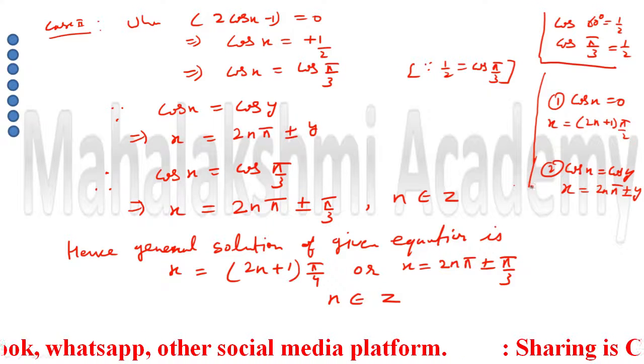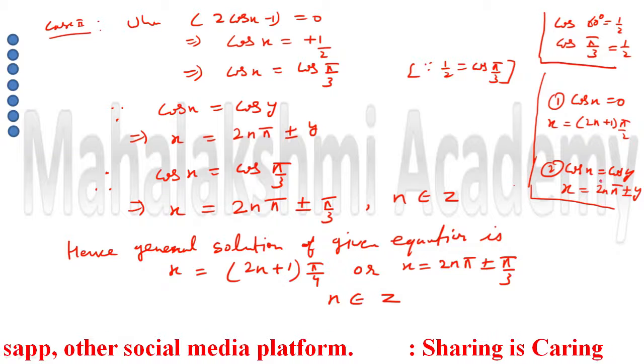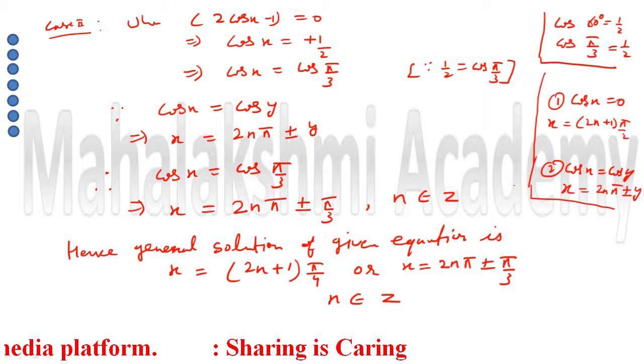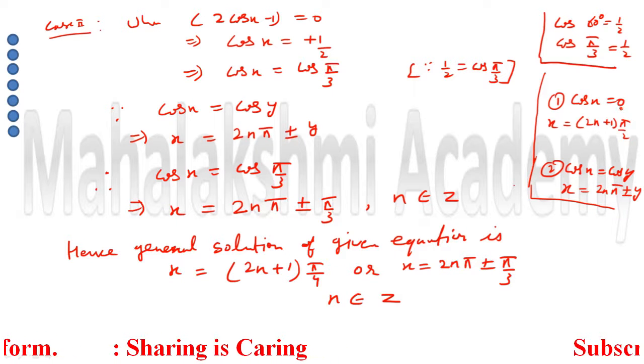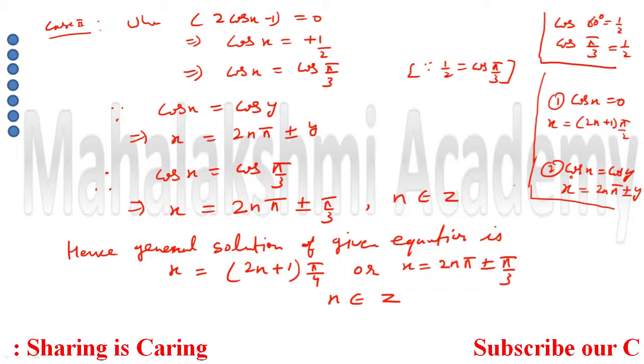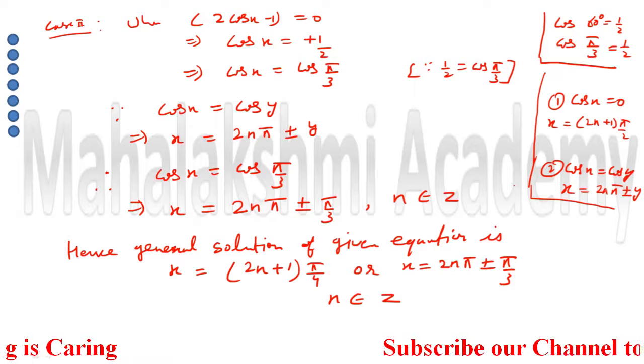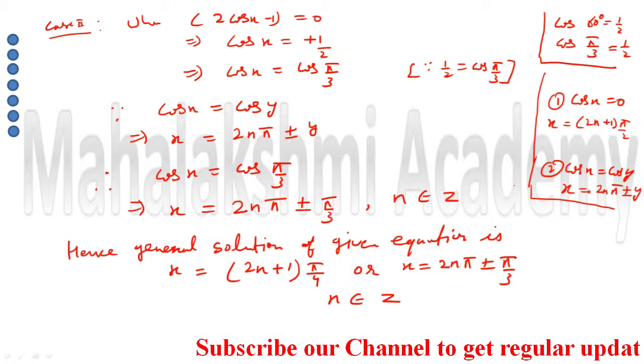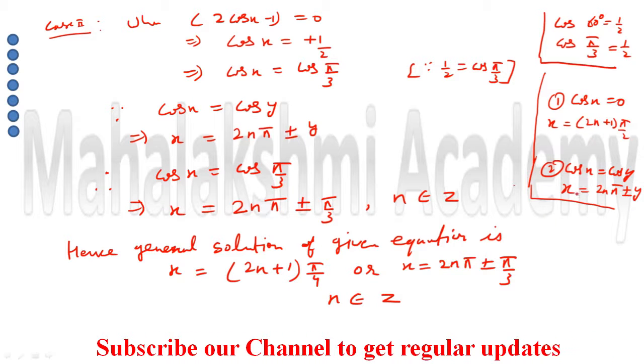So two different formulas we had used. Don't get confused about why we use two different general formulas for two cases. Because in first case we have cos x equal to 0, that's why this formula. And in second case we have cos x equal to cos y, so this formula. In both the cases different formulas we have to use. It's compulsory for us. So I hope the questions are clear to you.